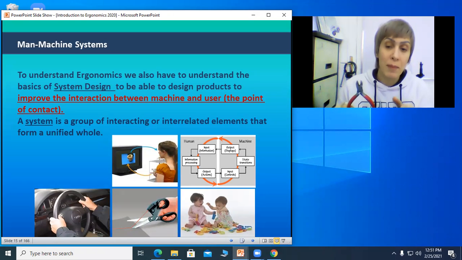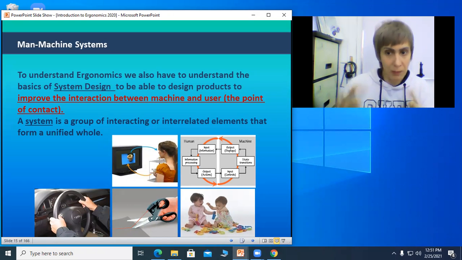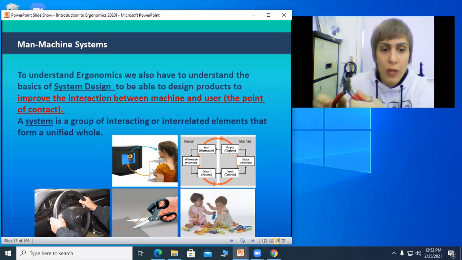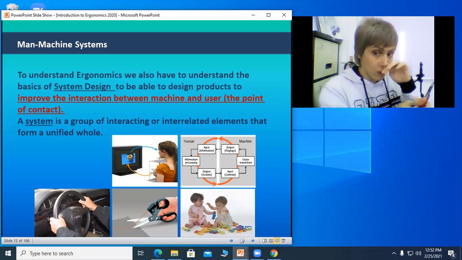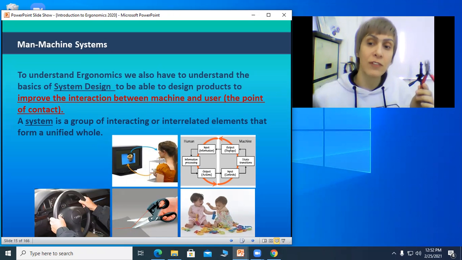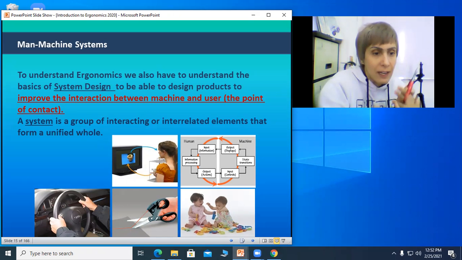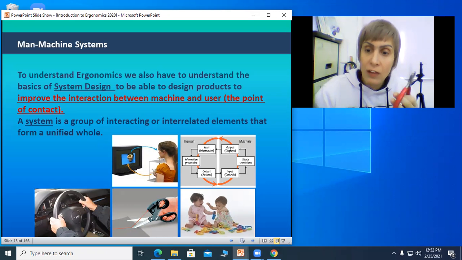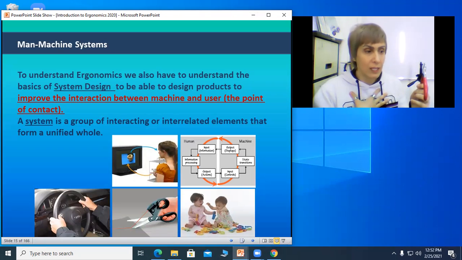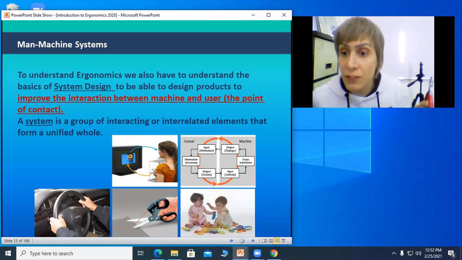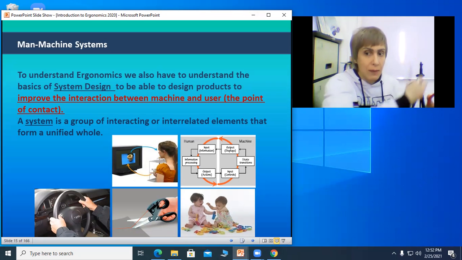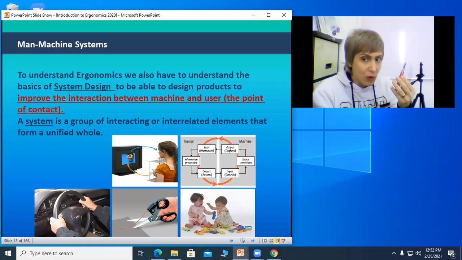We cannot say that. But also me, I am not a system alone, without coming in contact with this object. But once we are in contact, me plus this together, we become a system. So we have to have at least two interacting elements so that we can call this a system. So me interacting with this, we become a system. And we form a unified whole. So we become one, but we are a system, okay?